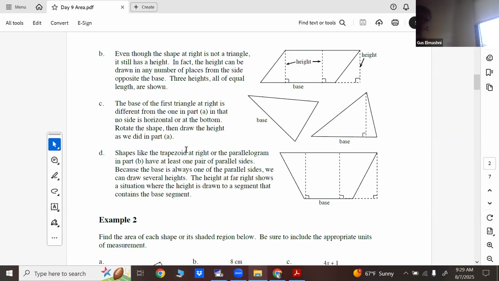Okay, Tina, can you read part C? That no side is horizontal or at the bottom. Rotate the shape and draw the height as we did in the previous example. Yeah, so what we're going to do is I'm just going to draw it like this, and you kind of have to tilt your head a little bit, but it'll kind of look like that.